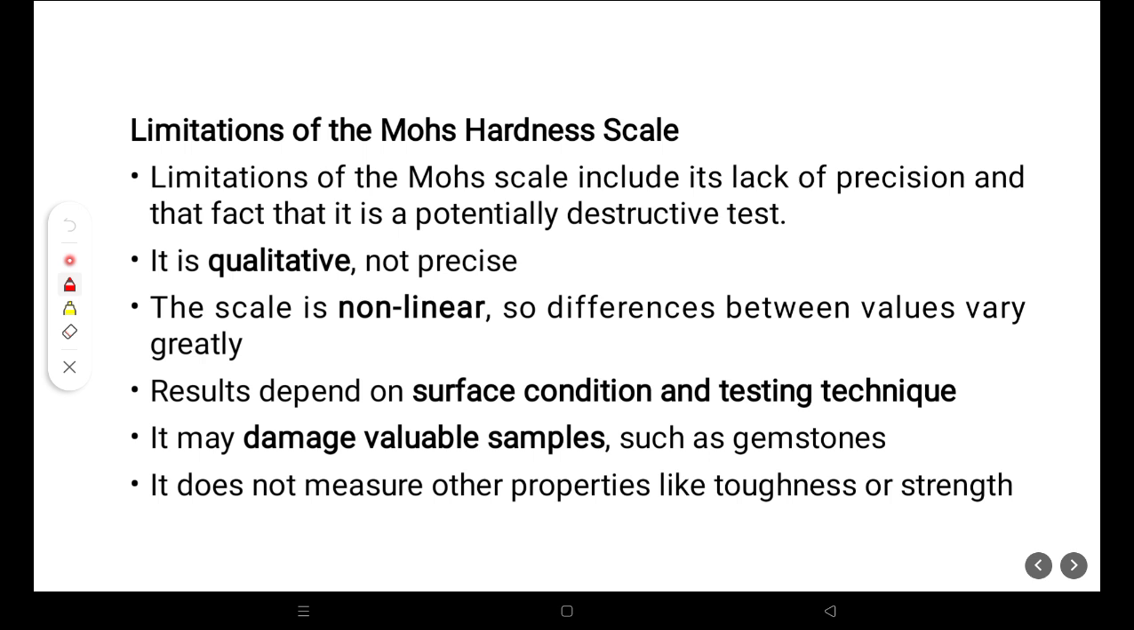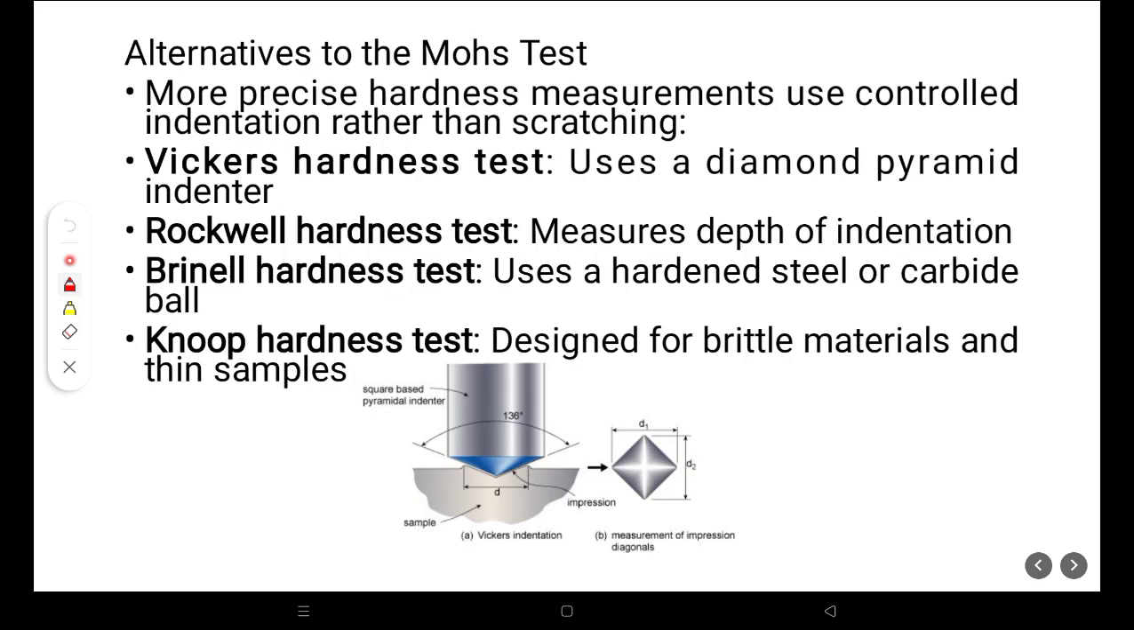Suppose we are testing a gemstone and we make a scratch on the surface, so the gemstone value will be less, so it is a destructive method. It also does not measure properties like toughness and strength. So these are the limitations.